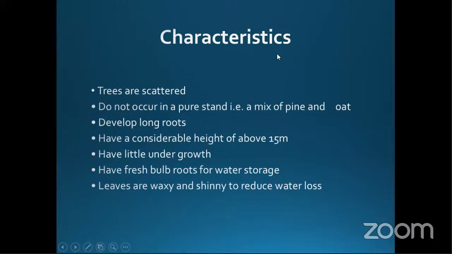Sir, in the characteristics, there is a point which says that they do not occur in a pure stand. Can I say that they contain a variety of tree species? Come again. Instead of saying that, can I say that they contain a variety of tree species?